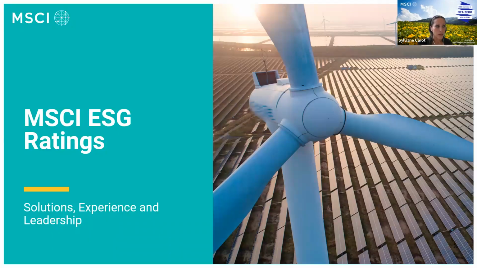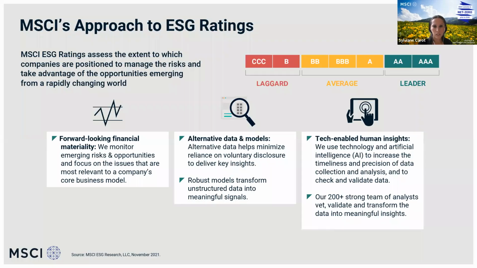I'll spend a bit of time on the ESG ratings to explain the approach. So our approach is looking at ESG from a risk factor perspective and to assess how companies are positioned to manage the risks and opportunities in a fast-changing world. So we use letter ratings from CCC to AAA, as you can see, with, of course, the worst being CCC and the leaders AAA.